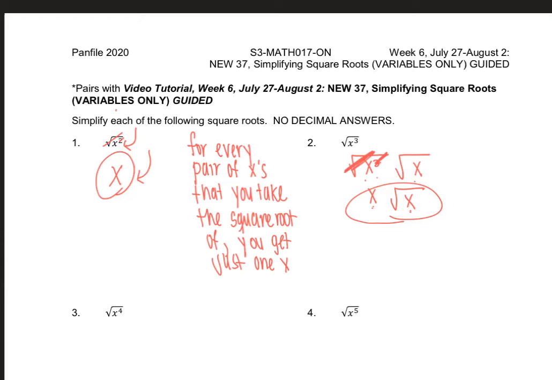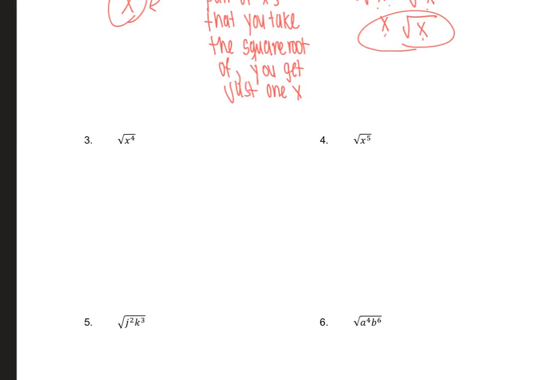So if we look at number 3, this is 2 couples. Here's 2 of them, and here's 2 others. So this pair comes out as a couple, that pair comes out as a couple, so you actually have x squared, right, because you have x times x, and that gives you x squared.